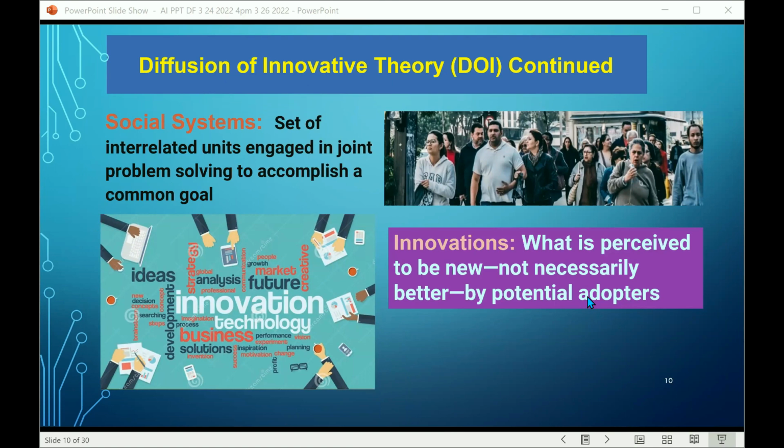Social systems, set of interrelated units engaged in joint problem solving to accomplish a common goal. So you get these ideas and you analyze them, you have a lot of different areas to put together. Here's the people that are part of that. Innovation, what is perceived to be new, not necessarily better by potential adopters. So you can see there's different areas that actually go ahead and complete projects that others won't.